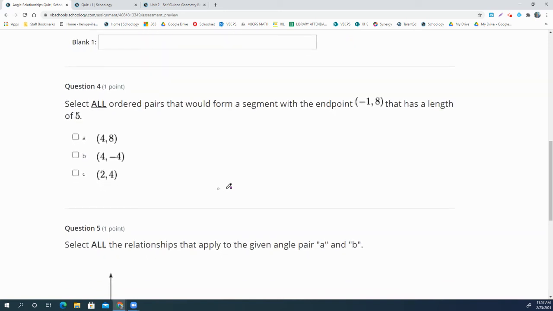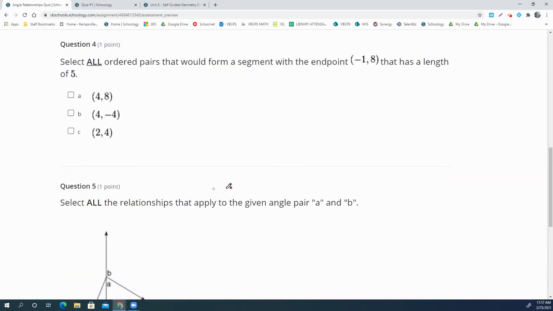Let's skip number 4 for a second and go to 5 and 6, and then we'll come back to number 4. Everybody okay with that? Okay, I'm looking in the chat.